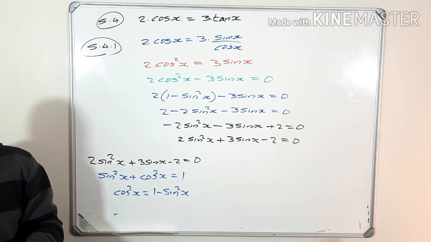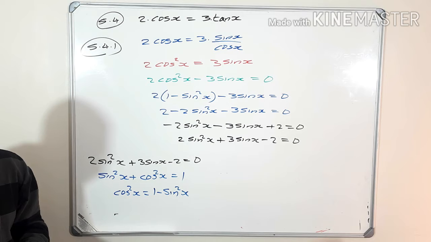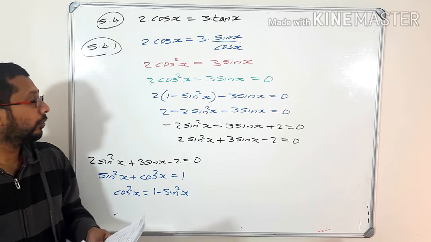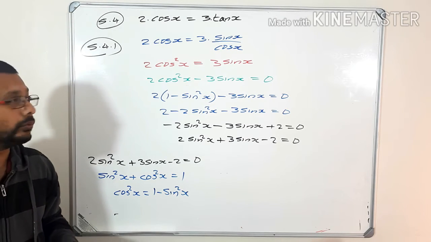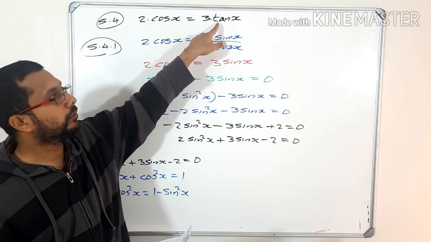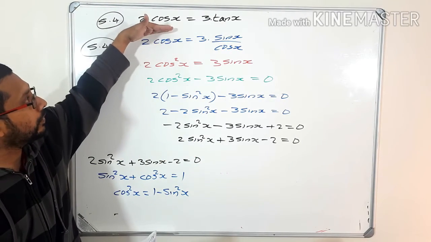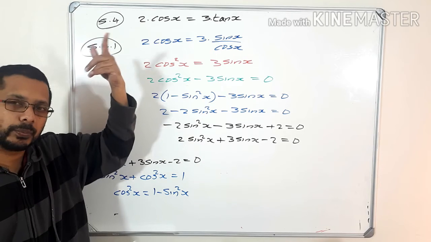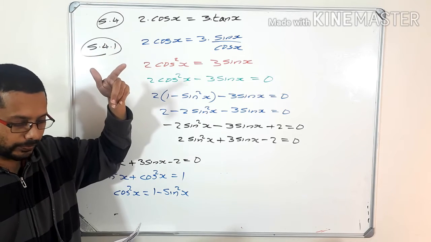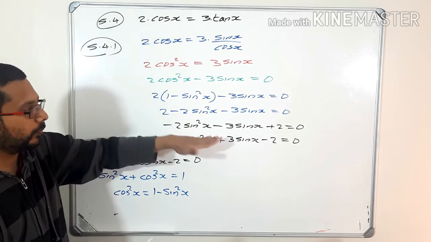Then the next one: determine the general solution of 2 cos x is equal to 3 tan x. So you have to find the general solution of that one. Before I go to the next question, 5.4.2, you have to understand that 2 cos x is equal to 3 tan x is the same as this one. From that one we proved it. What was the previous question? Show that this equation can be written like this. That means this equation is the same as this one.